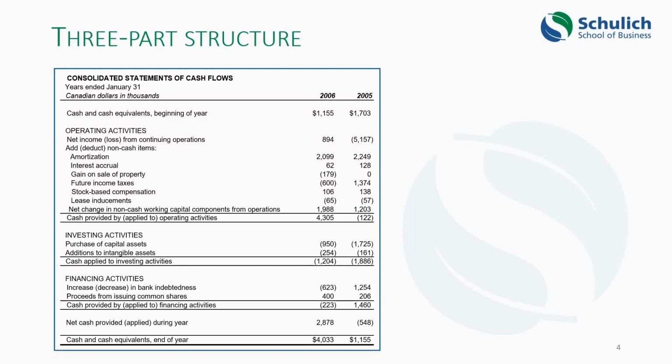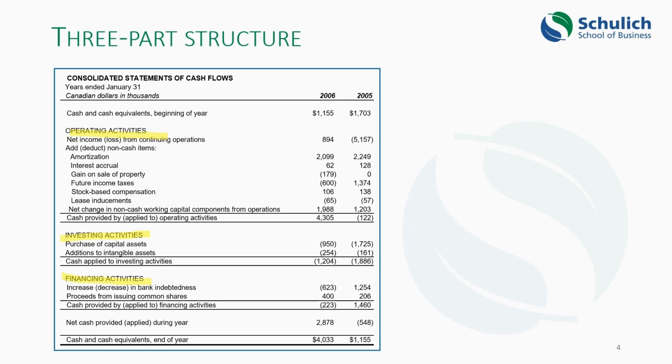Cash flow statements are organized into three parts. You can see here, this is a classic format for a cash flow statement. We have the operating activities section, investing activities section, and financing activities section. Each of these is about the different sources and uses of cash in the company.